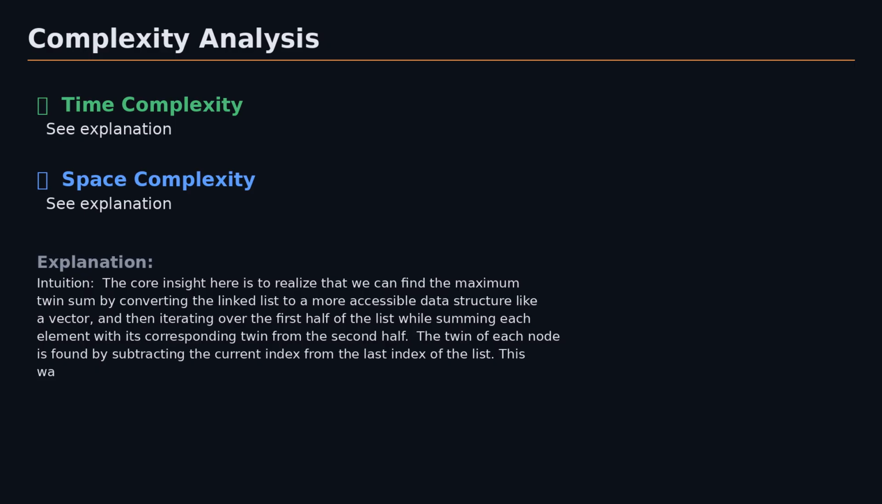Now, let's talk about the time and space complexity of this solution. The time complexity is O(n), where n is the number of nodes in the linked list. This is because we're doing a constant amount of work for each node in the list. First when converting the list to a vector and then when calculating the twin sums. The space complexity is also O(n), as we're storing all the values from the linked list in a vector. This is necessary because we need to be able to access the elements from the end of the list, which isn't possible with a singly linked list.